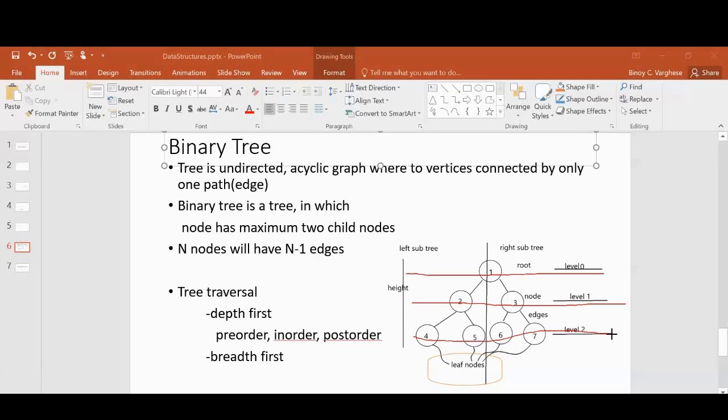So level means each child's position, we can say that it's a level.